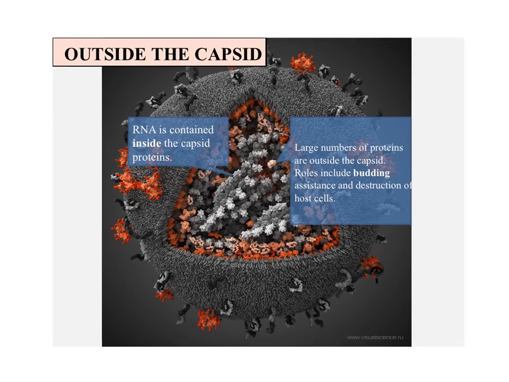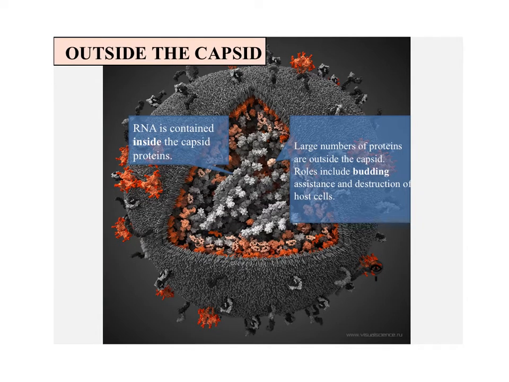As we move in slightly to just outside of the capsid, but not quite where the genetic material is, we've got lots and lots of proteins just outside the capsid. And these are there to help with budding, which is the process of viral release from the host cell. And that in turn causes the destruction of host cells.